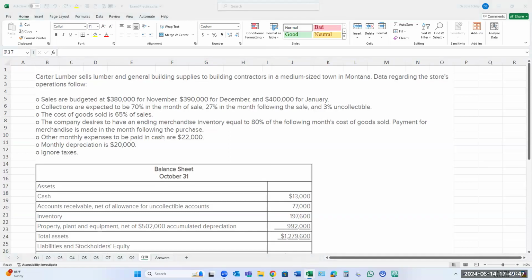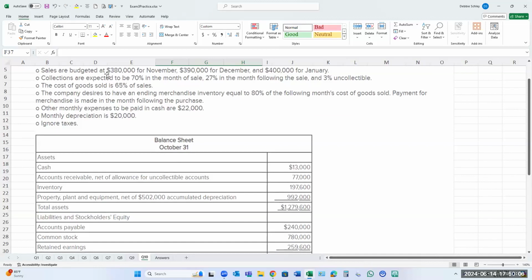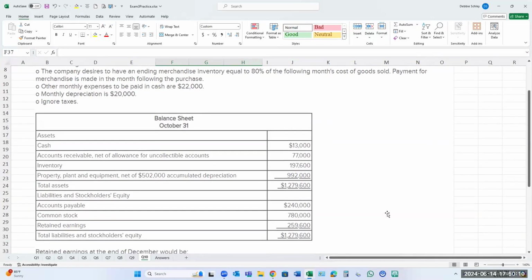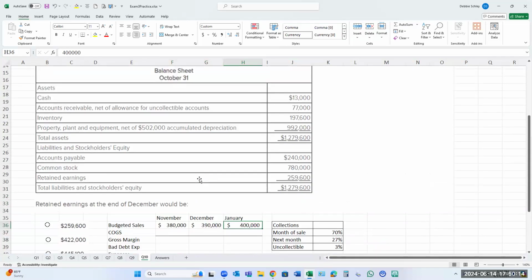Okay, question 10. Carter Lumber sells lumber and general building supplies to building contractors in a medium-sized town in Montana. Data regarding the store's operations are as follows. So we have sales budgeted at 380 for November, 390 for December, and 400 for January.